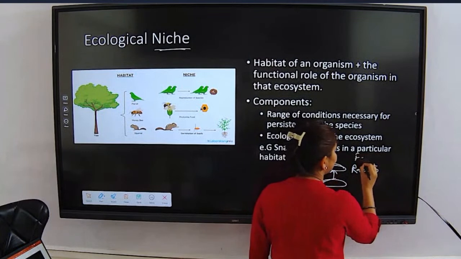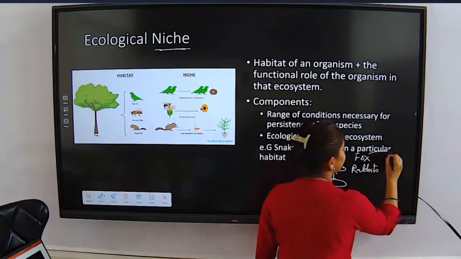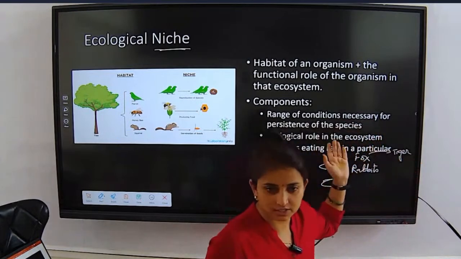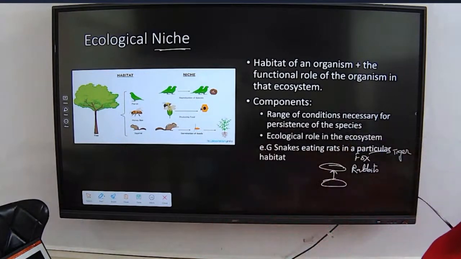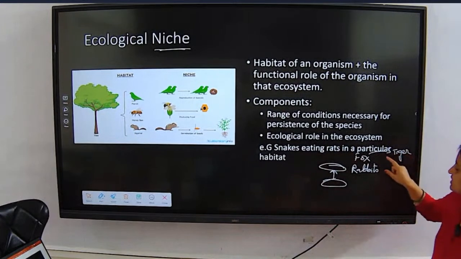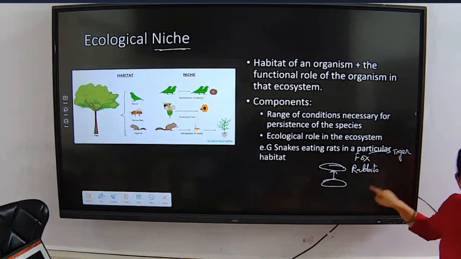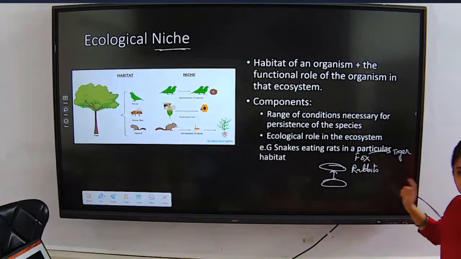Let's say foxes are feeding on these rabbits. On these foxes, tigers are feeding. Okay? So this is how a food chain proceeds in a forest ecosystem. So the responsibility of the tiger is to ensure that foxes do not overgrow. The responsibility of the fox is to ensure rabbits do not overgrow. The responsibility of rabbits is to ensure that shrubs do not overgrow.